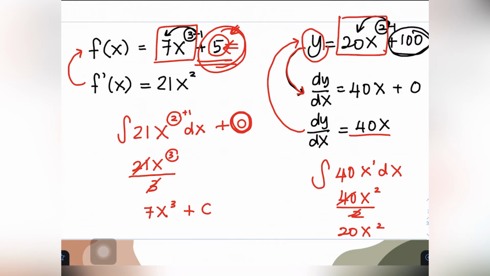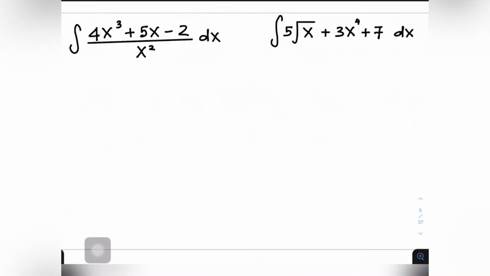You didn't get 100 because 100 is a constant. That's why every time we do a process of integration, we need to put plus c at the back of every equation that we get. Let's see these two examples here.